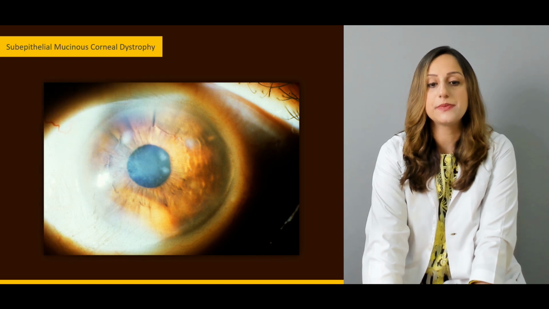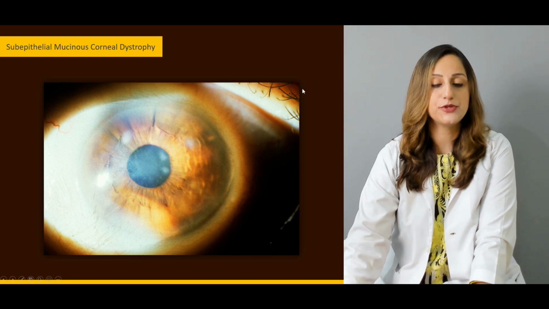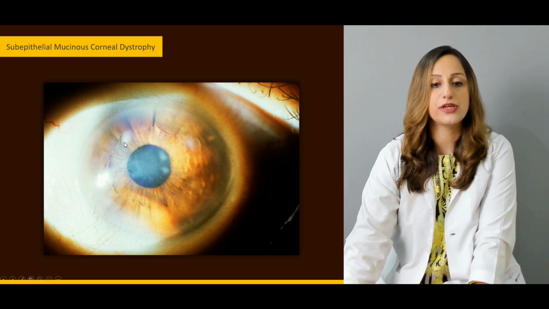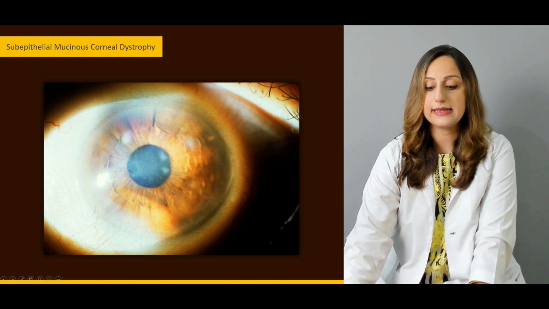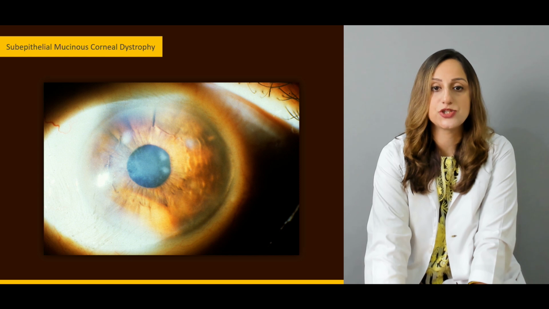So this would be a typical picture of subepithelial mucinous corneal dystrophy. You can observe and appreciate the haziness over here. These are the dot-like haziness observed in the cornea of this patient. And this would sometimes be coupled with the mucinous discharge in these patients as well.